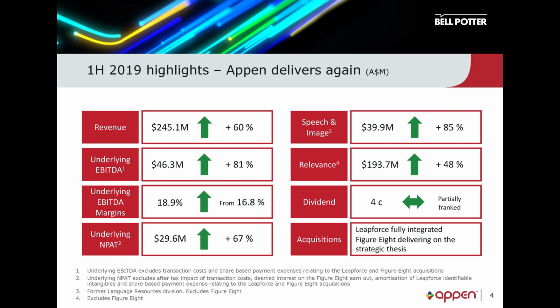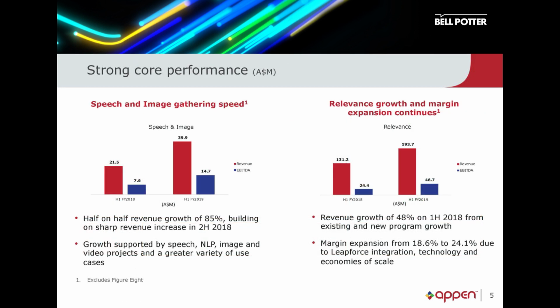And you can read the rest of that, no doubt you have looked at the numbers. I just want to flick over and talk about the two core divisions of the business. We've got speech and image, which we used to refer to as language resources. The reason we've rebadged that is twofold. First of all, it's doing more than just language work, so we're doing image and video work. Second, as a result of the LeapForce acquisition, we've combined all of the shared functions across what was language resources, content relevance, and LeapForce. So we have combined project managers, combined sales teams, etc. We're still selling that data, but we don't have a business unit called language resources anymore.